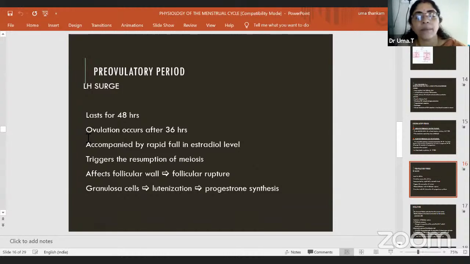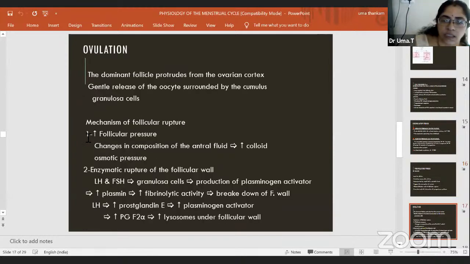So it is accompanied by a rapid fall in estradiol level, and it triggers the resumption of meiosis. It affects the follicular wall and causes a follicular rupture. So now, when the follicle ruptures, blood vessels grow inside the follicle. And when blood vessels grow inside the follicle, there is luteinization occurring and progesterone is being synthesized. Till then, progesterone synthesis is not occurring. So it starts producing progesterone.